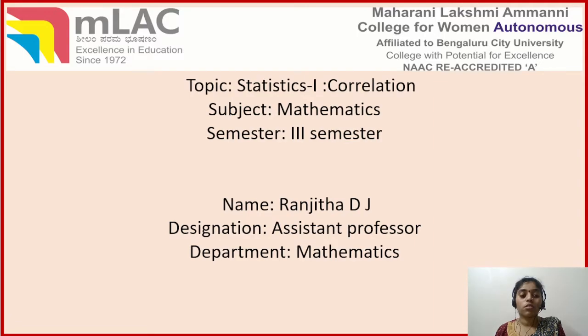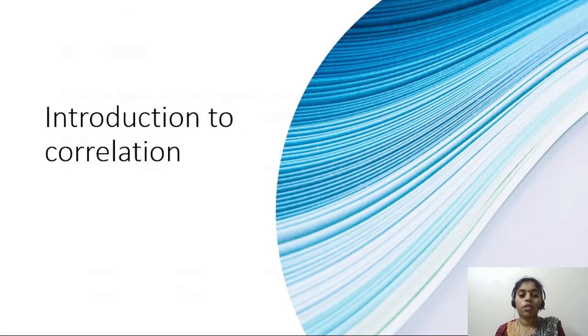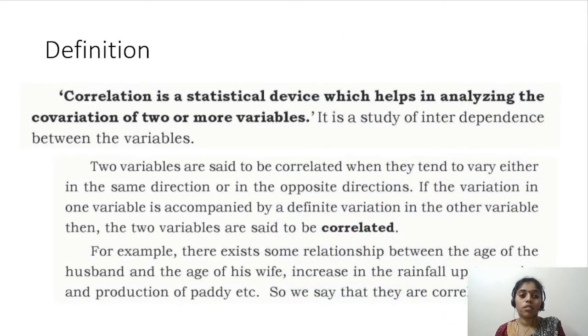Correlation. So, coming to the introduction of correlation. According to the definition, correlation is a statistical device which helps in analyzing the covariation of two variables, and it is the study of interdependence between the two variables. That means two variables are said to be correlated when they tend to vary either in the same direction or in the opposite direction.